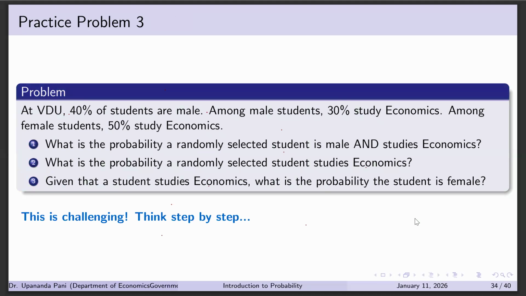Next question. At Bikramdev University, 40% of students are male. Among male students, 30% study economics. Among female students, 50% study economics. What is the probability that a randomly selected student is male and studies economics? What is the probability that a randomly selected student studies economics? Given that a student studies economics, what is the probability that the student is female? This is a very challenging question.